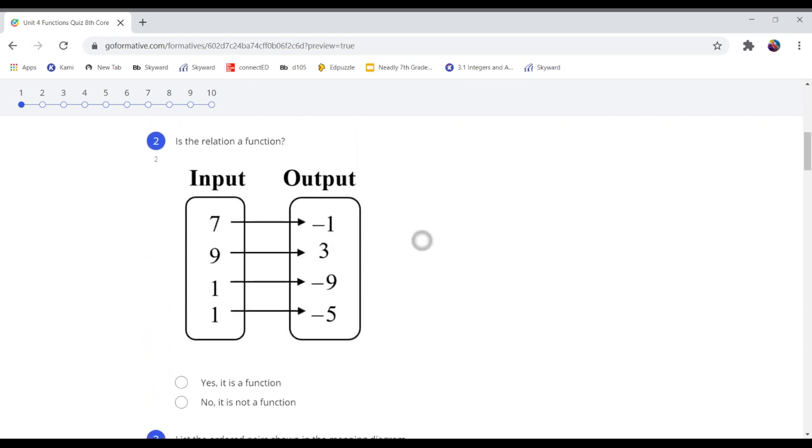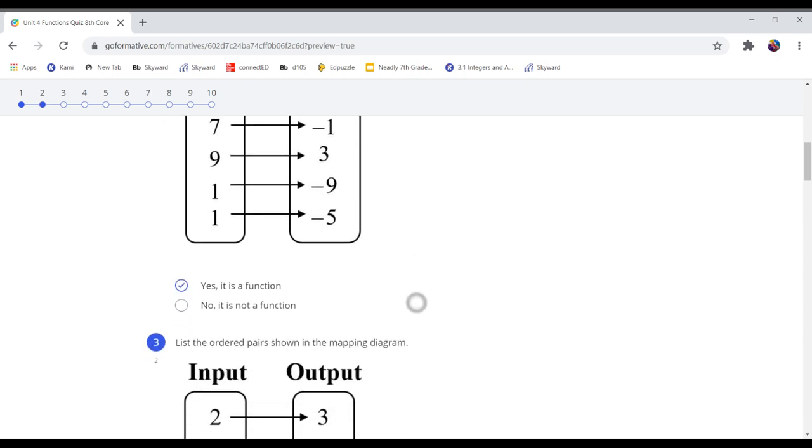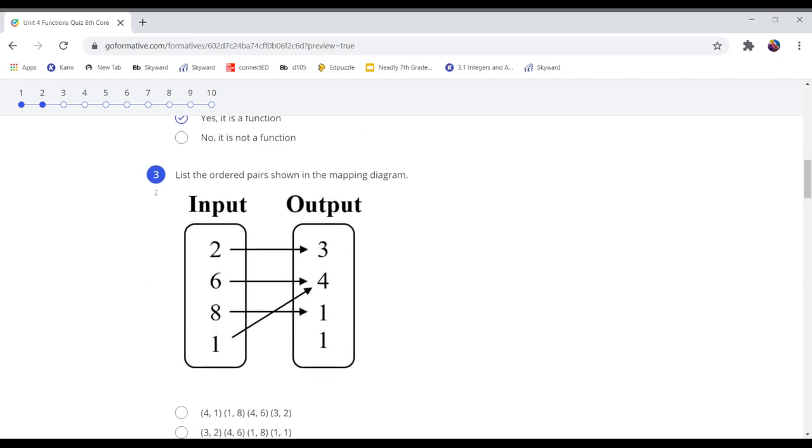Number 2, is the relation a function? Well, each input goes to exactly one output. So, yes, it is a function. Number 3, list the ordered pairs shown in the mapping diagram. So you should have the ordered pairs 2, 3, 6, 4, 8, 1, and 1, 4.